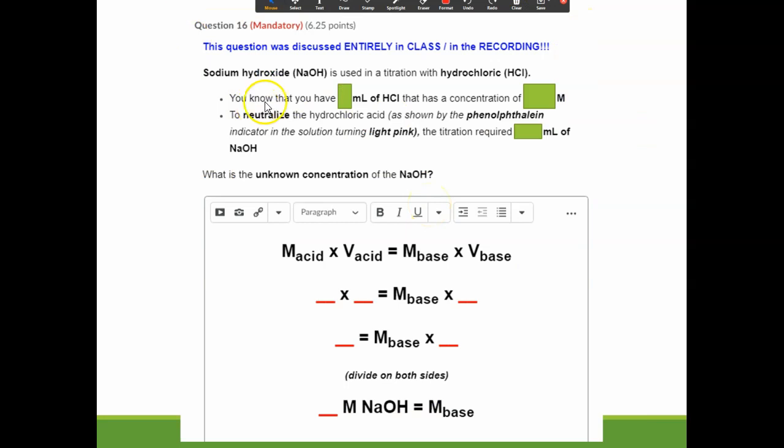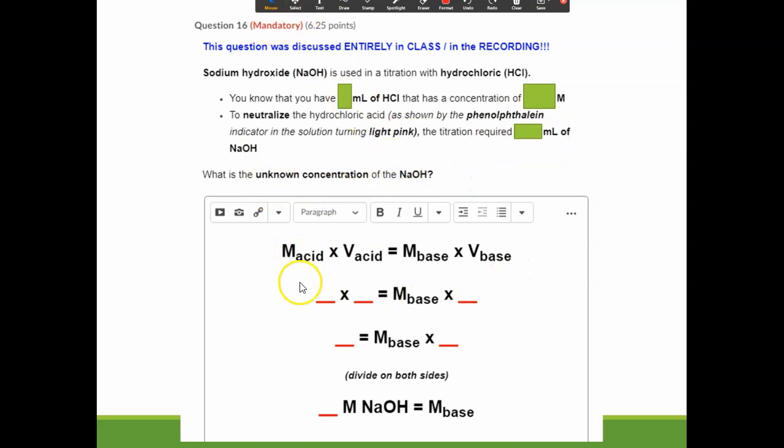So it says that you know that you have blank milliliters of hydrochloric acid that has a concentration of blank molar. To neutralize the hydrochloric acid, as shown by the phenolphthalein indicator in the solution turning light pink, the titration required blank milliliters of NaOH. And the question is, what is the unknown concentration of NaOH?